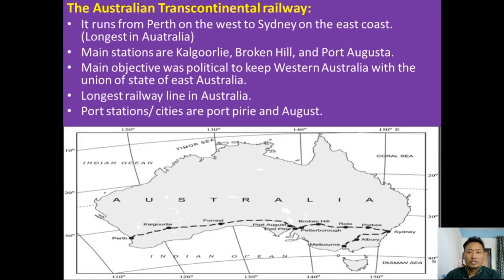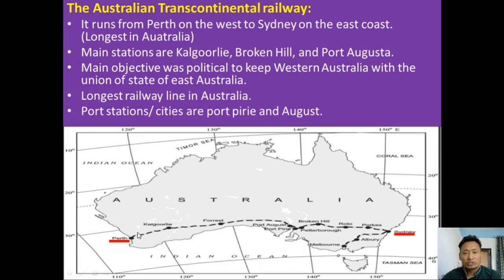Next, Australian Transcontinental Railway Line. This particular railway line runs from Perth in the west, so this is Perth in the west and Sydney in the east. These are called the two terminal or end stations of this particular railway line. This railway line is the longest railway line in Australia. In between stations such as Kalgoorlie, Port Augusta, Broken Hill, these are some of the important in-between stations or cities of this railway line.